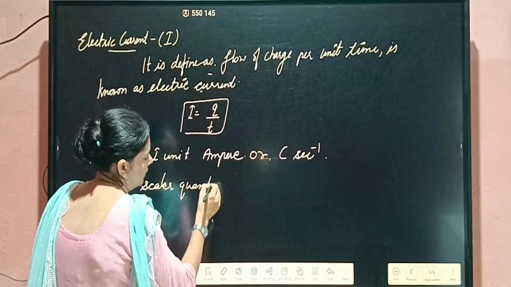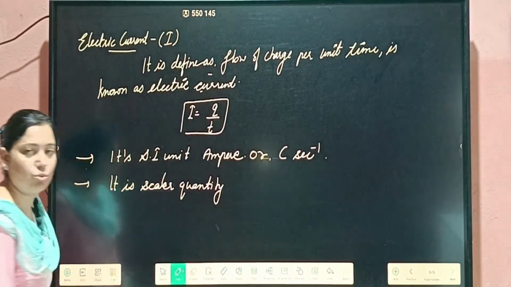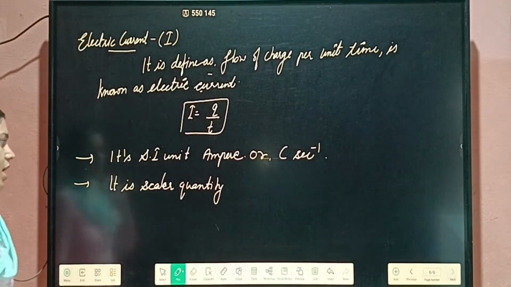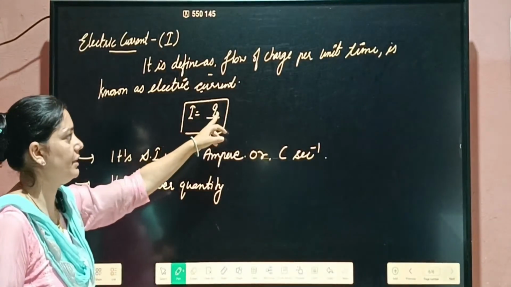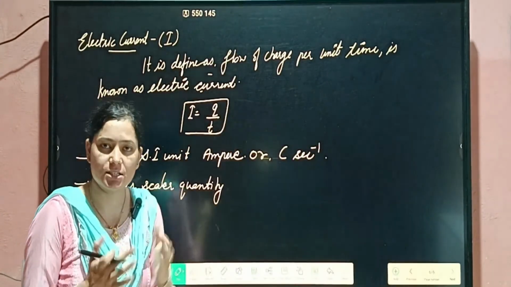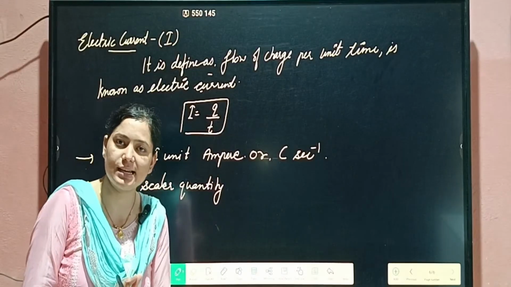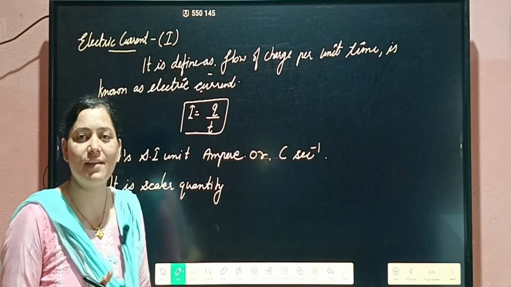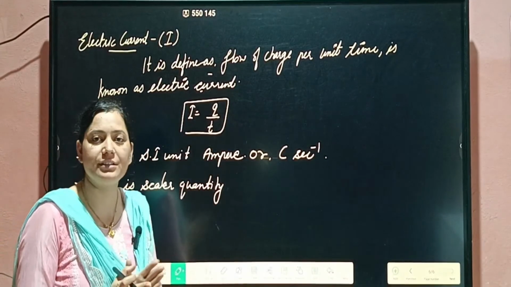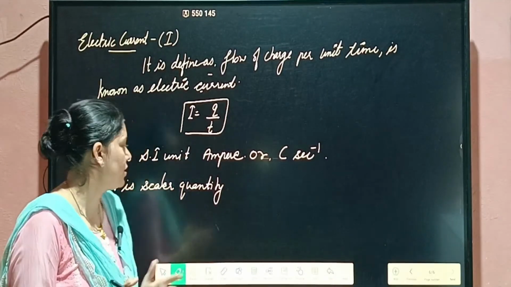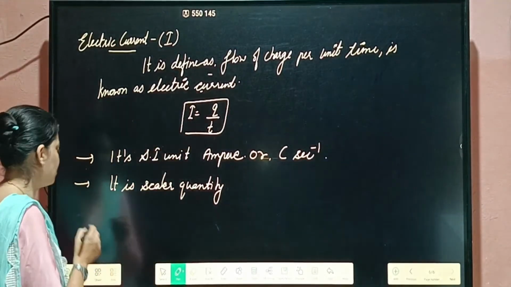Scalar quantity. Quantities have two types, scalar or vector. Current is a scalar quantity, depending upon charge and time. Charge is a scalar quantity, time is also a scalar quantity. So if we divide a scalar quantity by a scalar quantity, we get a scalar quantity. Then you will say, beta, it has a direction.